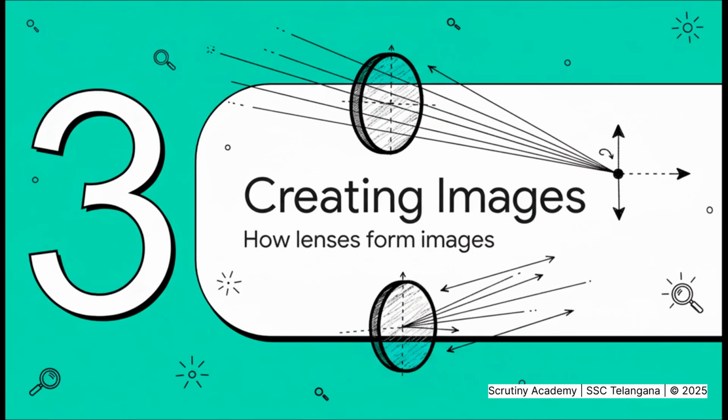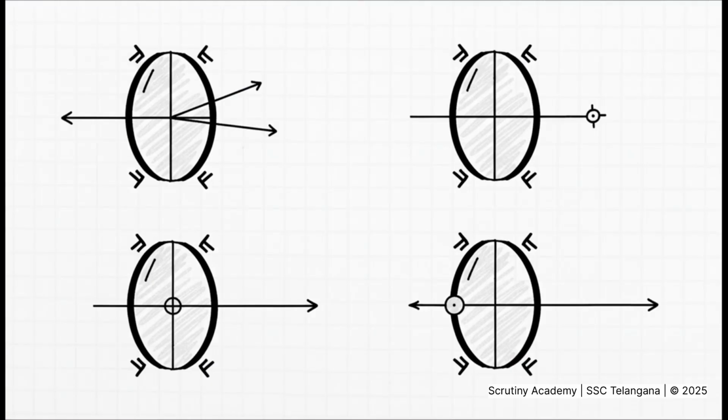All right, so if lenses can organize light like that, it means they can create images. And the best part, it's not random. We can actually predict exactly where an image will form and what it will look like using just a couple of simple, unbreakable rules. And here they are. These are like the 3 laws of motion for light through a lens. Rule 1. Any ray coming in parallel to that main highway has to go through the focal point on the other side. Rule 2.